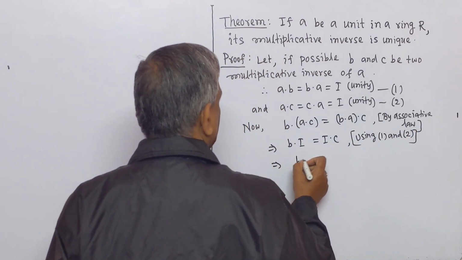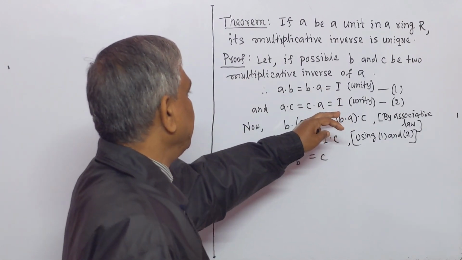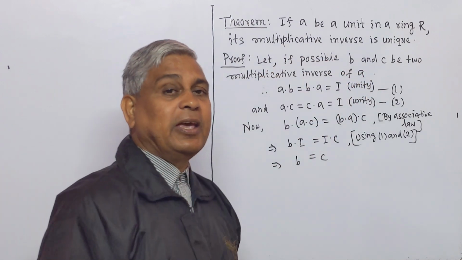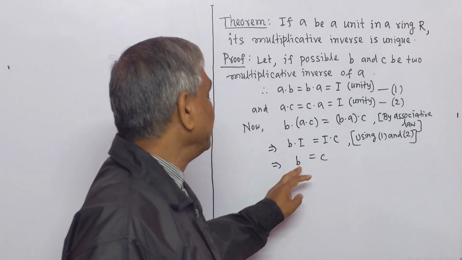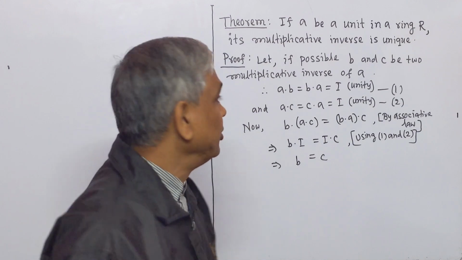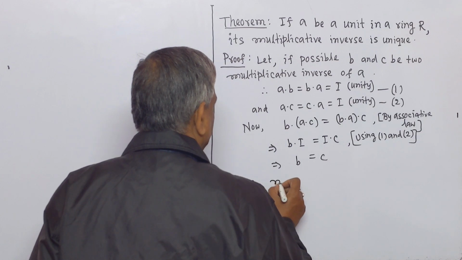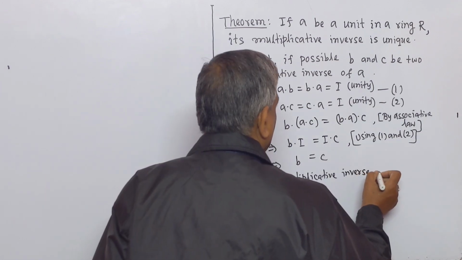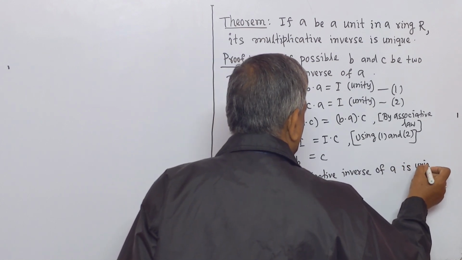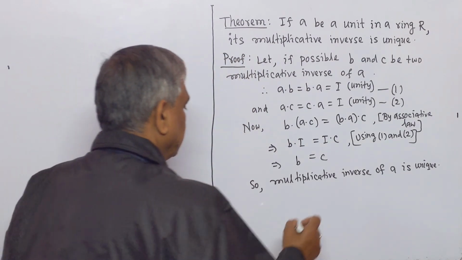Implies that B equal to C. So, if we consider that B and C be two multiplicative inverses of A, then B equal to C. That means they are not distinct. So the multiplicative inverse of A is unique. That is one and only one. Proved.